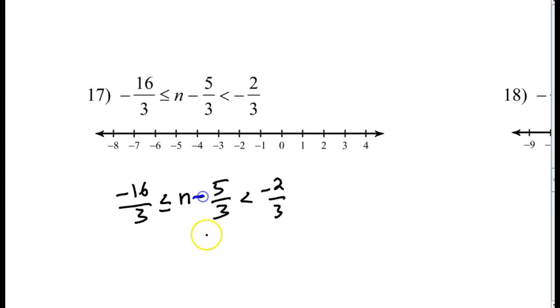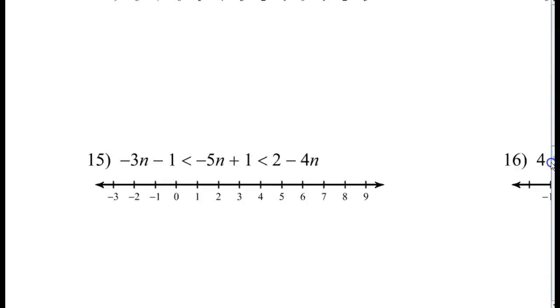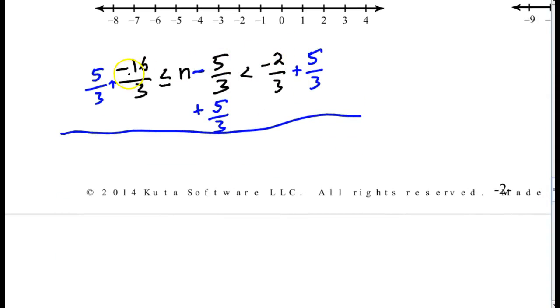Okay. So it's minus here, so I'm going to add 5/3 everywhere. Remember, we're not allowed to say, well, this one's more difficult because it's a fraction. Like, no, not really more difficult. We have to do negative 16 plus 5. You know that's negative 11 over 3. And we have to do 5 minus 2, which is 3 over 3, which is the same as 1. So 3 over 3 equals 1, right? So, yeah, not really more difficult.